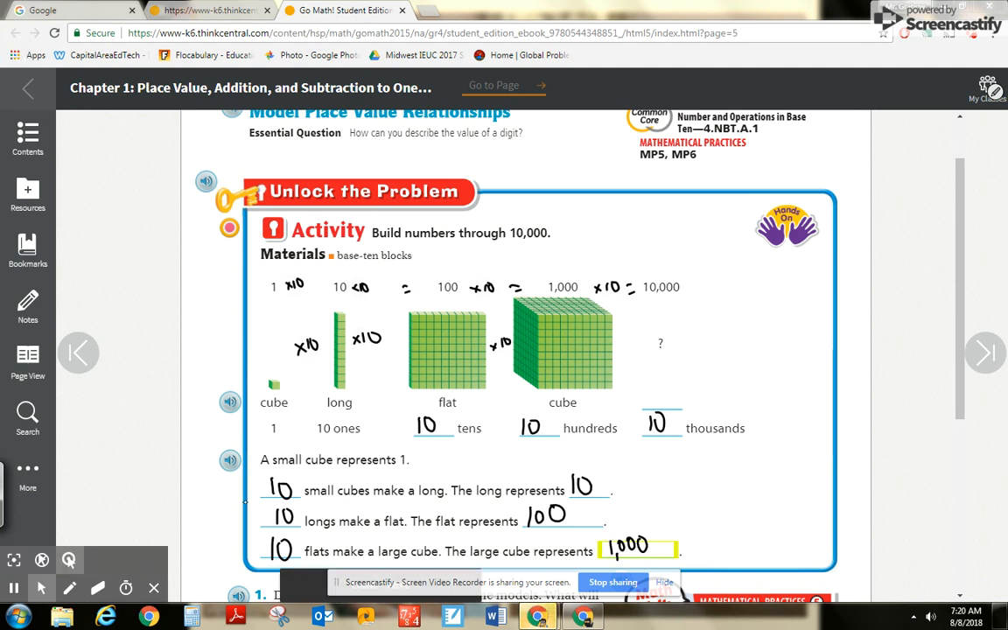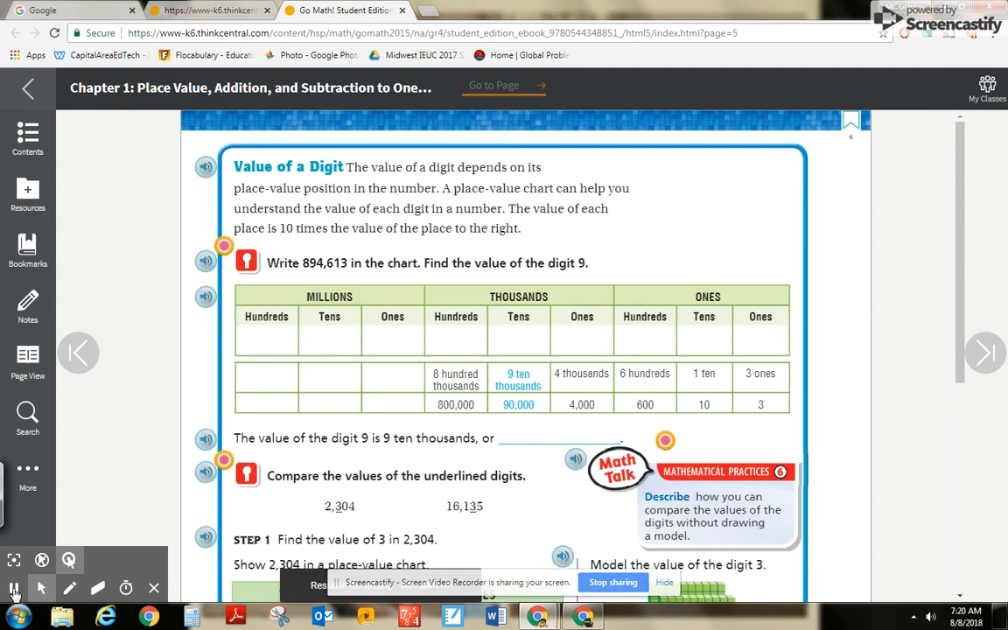So the big thing with place value is as we go through each place value, the value always increases by 10. Each place value has a relationship with the one next to it. That's why we borrow and that's why we carry. So we'll take a look at the value of each number in just a second.